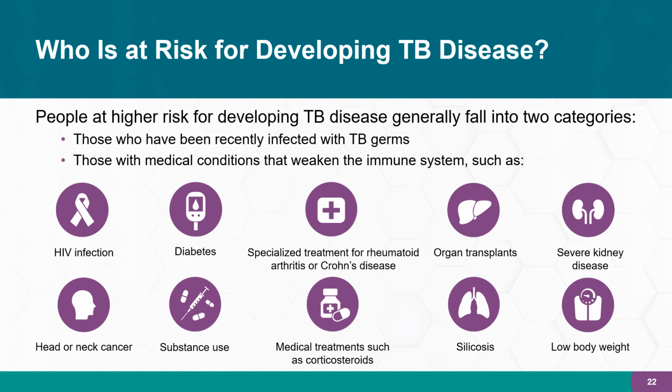Medical conditions that can weaken your immune system include HIV infection, diabetes, head or neck cancer, severe kidney disease, substance abuse, someone who has had an organ transplant, or if you are being treated for rheumatoid arthritis or Crohn's disease, silicosis, or low body weight. Babies and young children are also at risk because they often have weak immune systems.